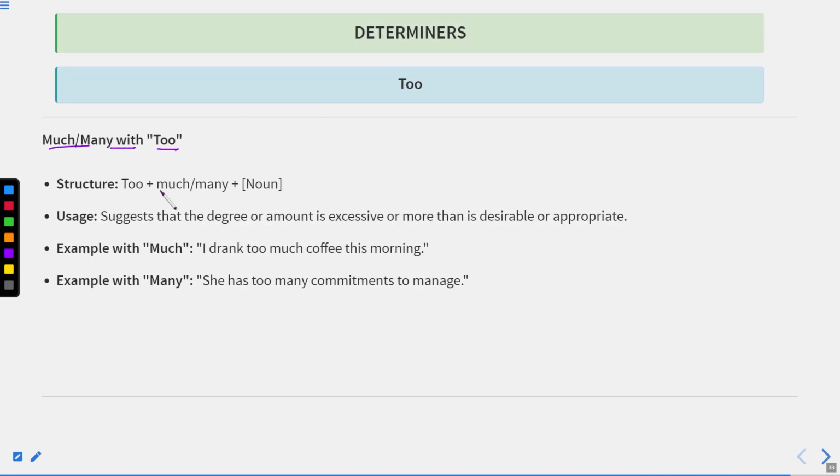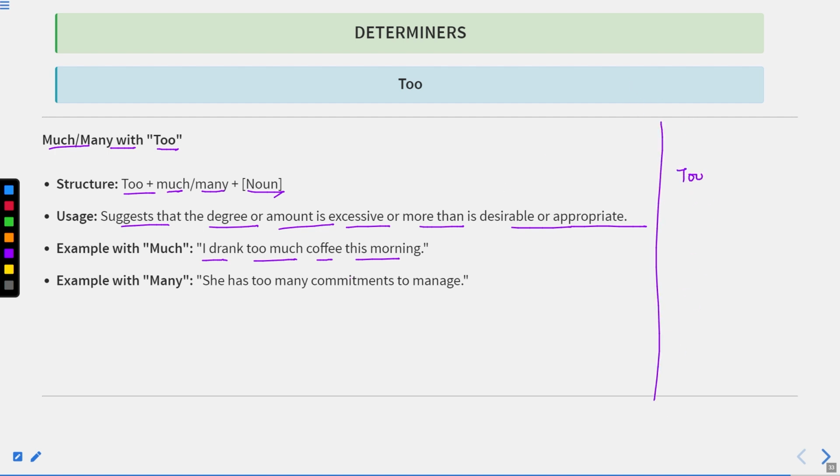Much and many with "too much" or "too many" suggest that the degree or amount is excessive, or more than is desirable or appropriate. I drank too much coffee this morning. So I have used the words "too much," and after that I have used "coffee." Now there is another thing. Whenever we use the phrase "too much," we can also use the phrase "much too." Both phrases can be used.